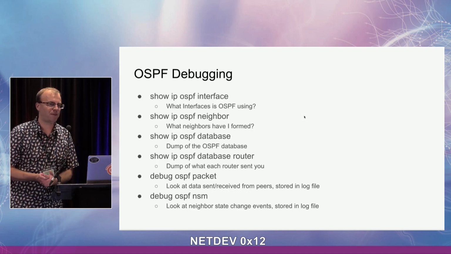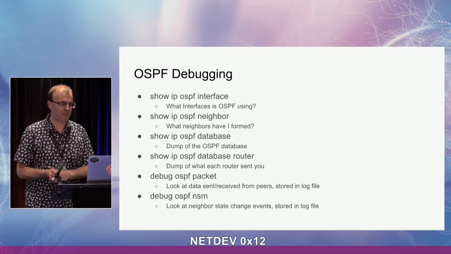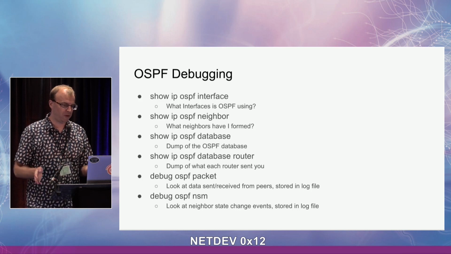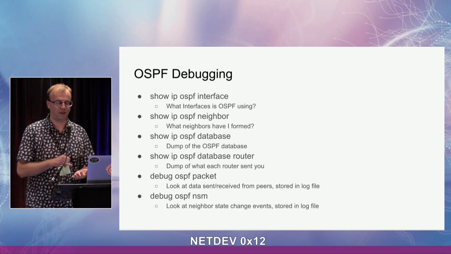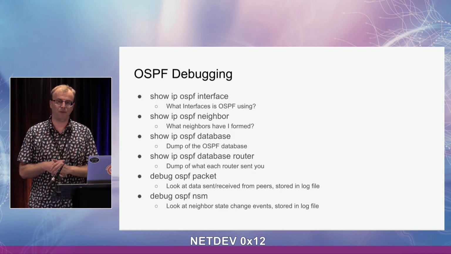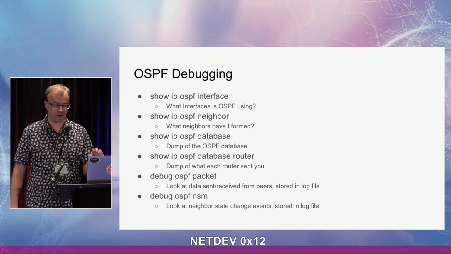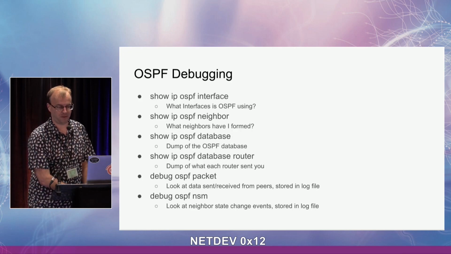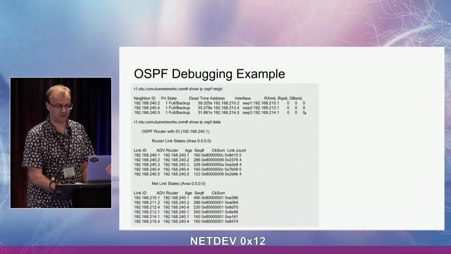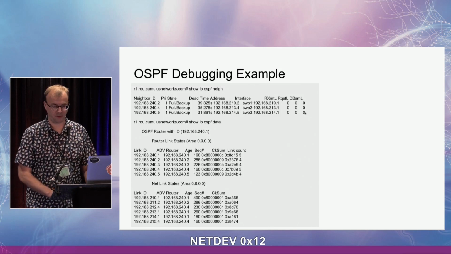All right, so I've configured OSPF, and how do I debug it? I use show IP OSPF, interface, neighbor, and database database router as commands to figure out what's gone wrong. My two most common debug statements are debug OSPF packet and debug OSPF NSM. And it's just a quick debugging example.